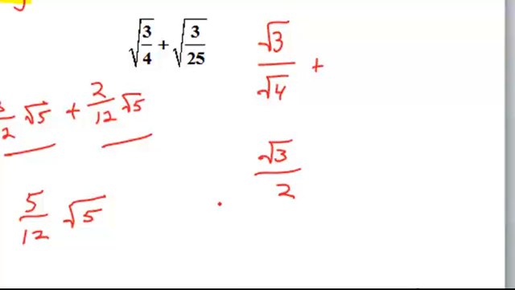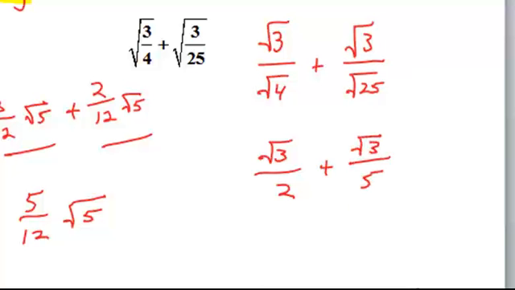Plus, is 25 a perfect square? Yes. Separate. Square root of 3 over square root of 25. Well, it's almost the same. Square root of 3 over 5. And now it's one of those LCD situations, right? What's the LCD? Okay, numerator and denominator by 5. And we get 5 square root of 3 over 10.